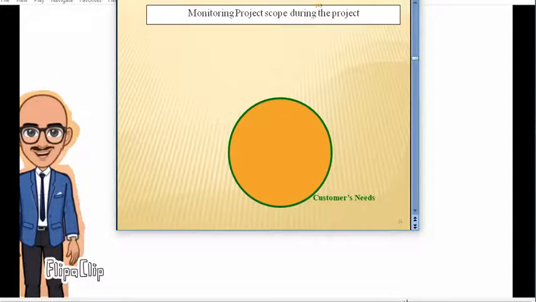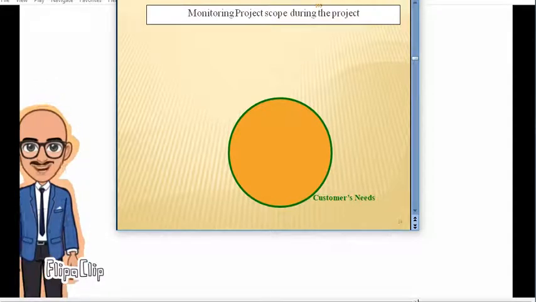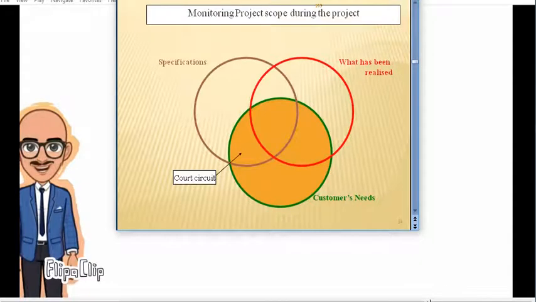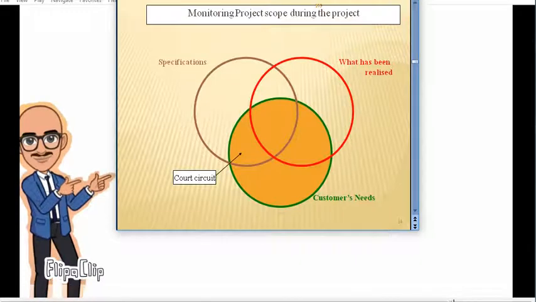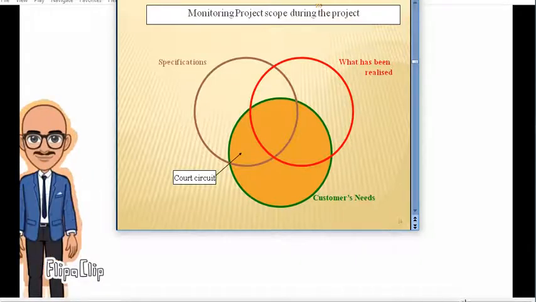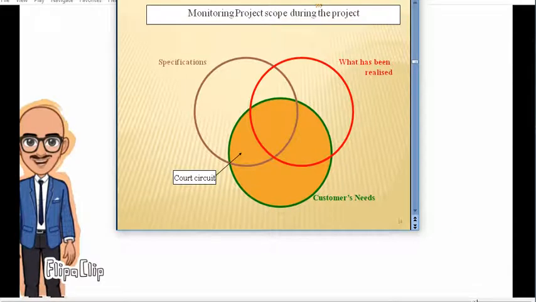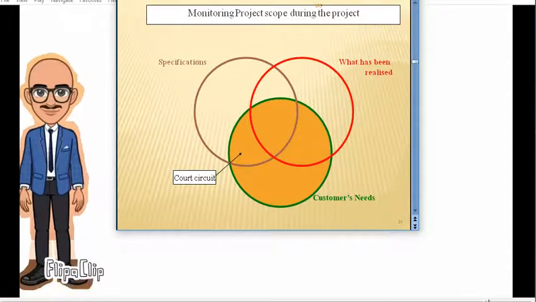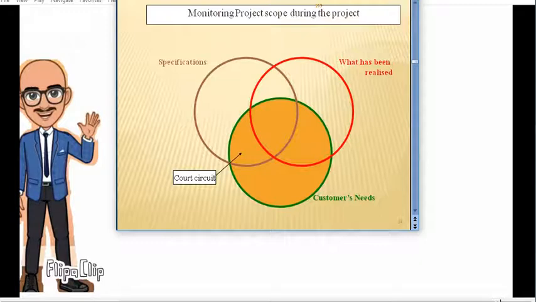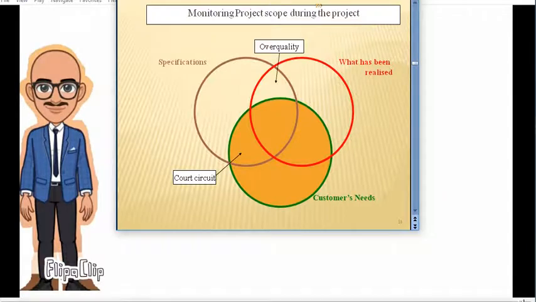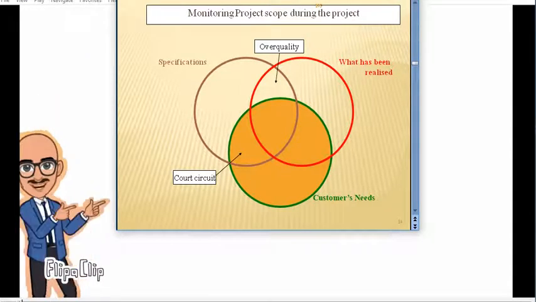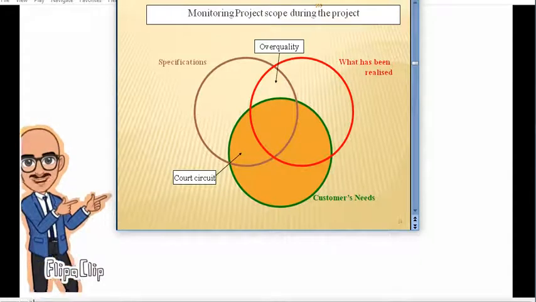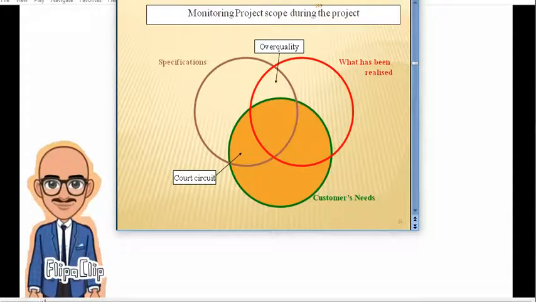Now think about this circle as a customer's need, and then customer specifications are given, and then what has been realized, that is, by the understanding of the manufacturer or the project manager, and this is something which is not relevant for the project. Then the intersection part, which does not belong to the customer, is the overall equality, what has been realized and what are the specifications.